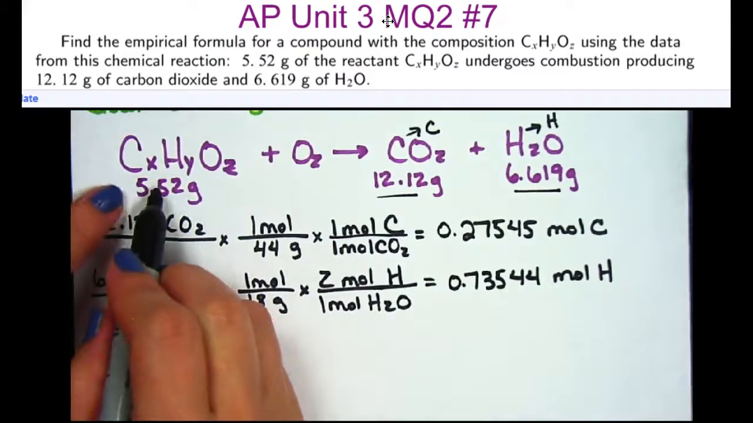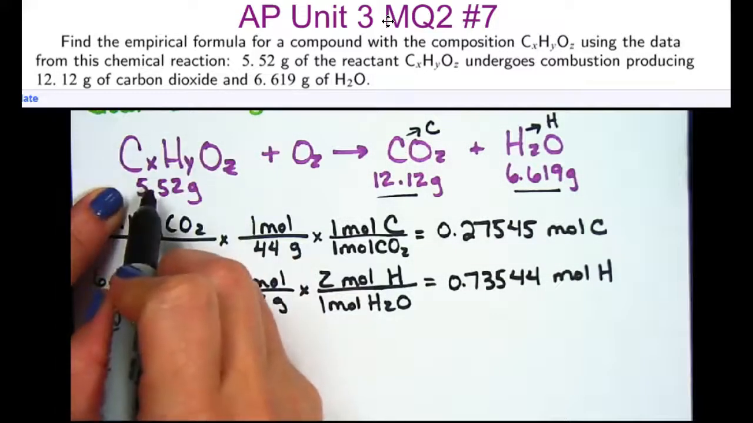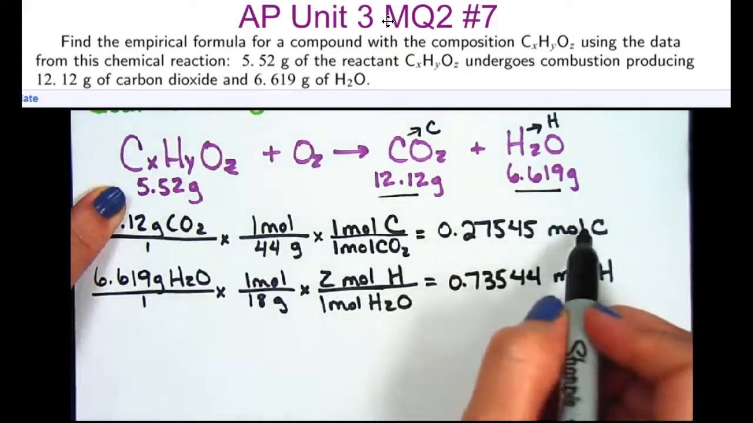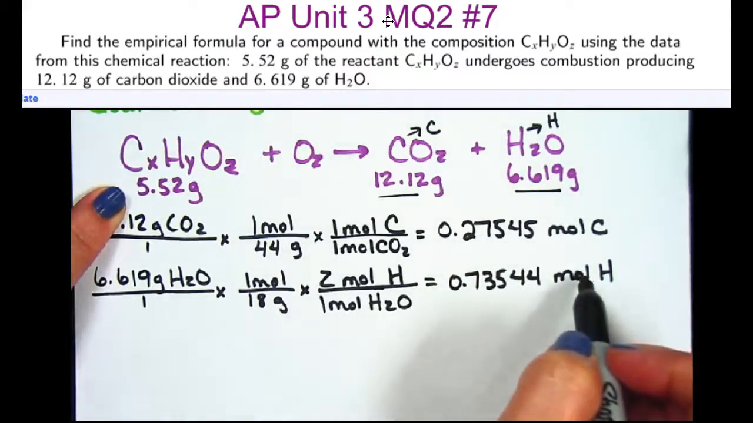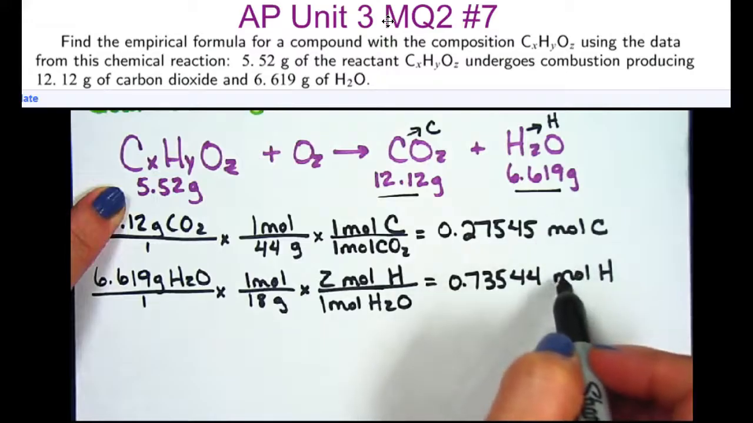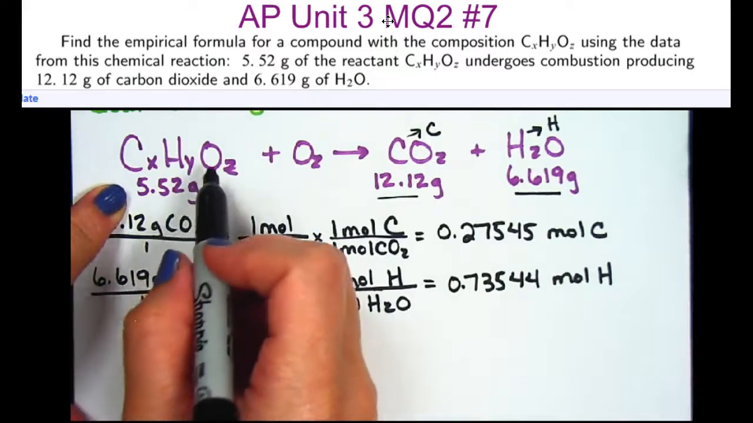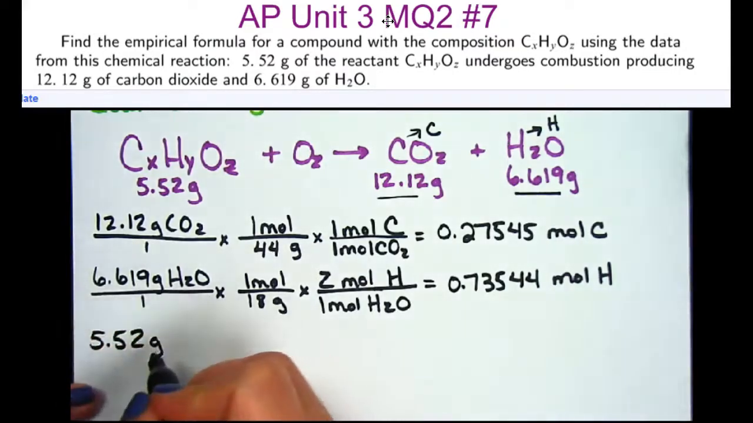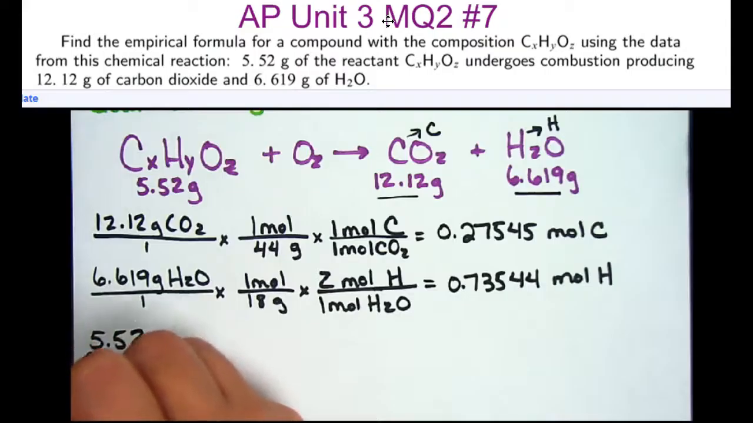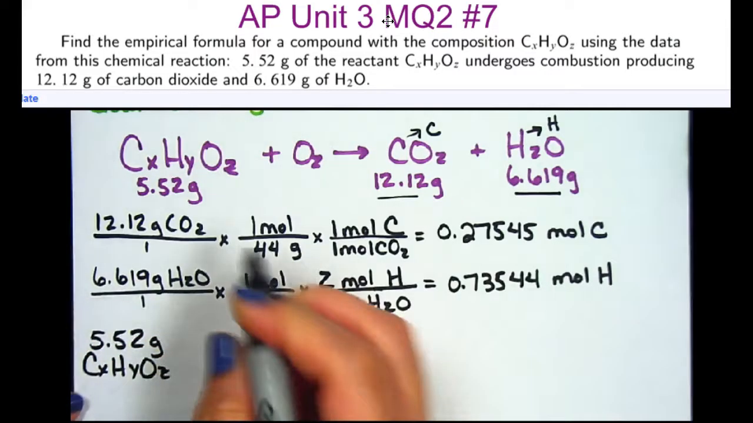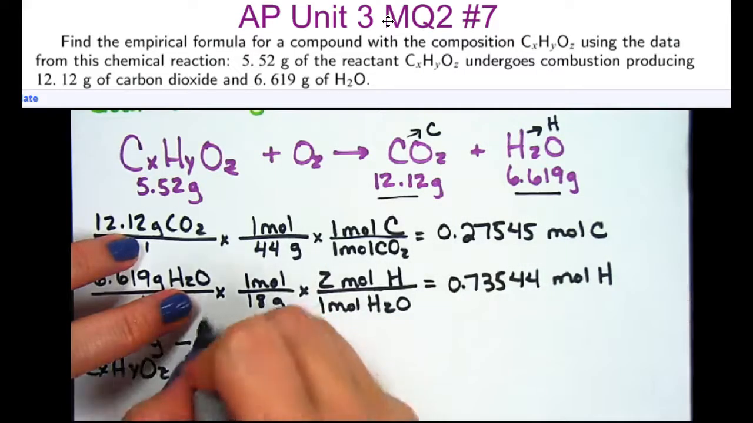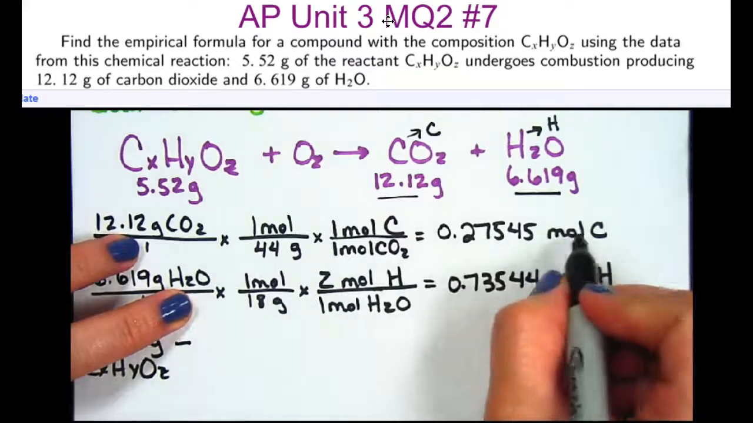So the tricky part here is finding out how much oxygen is there. So the entire compound has a mass of 5.52 grams. And so because we know the moles of the carbon and the moles of the hydrogen, we can actually figure out the grams of each of these, subtract them from the total, and then we would know the amount of oxygen. So I'm going to put 5.52 grams. That is of my total compound, CxHyOz.